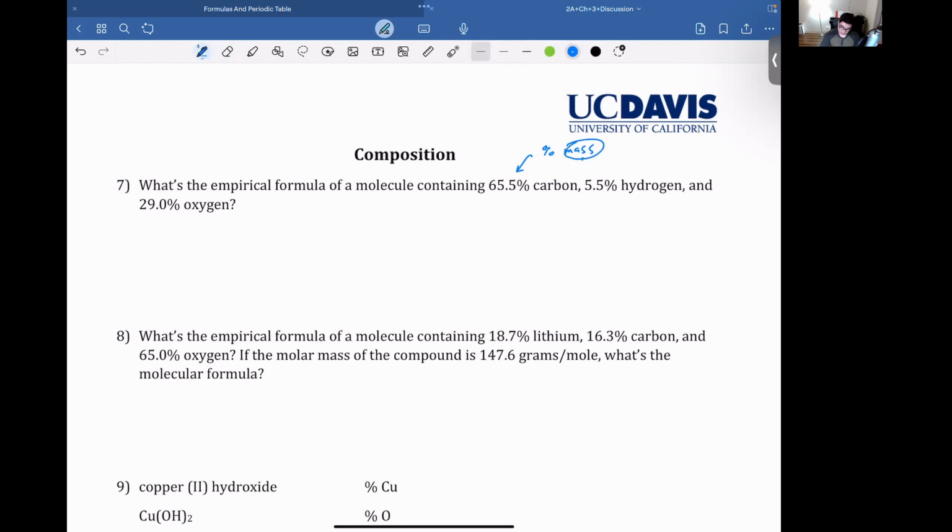Let's just say percent. What happened? My thing does not lasso anymore. Percent by mass. So what you want to do, right? This is again percent by mass. So consider 100 grams of your molecule, right? So these are all in one molecule, and these are the percent masses. Consider 100 grams of the molecule.